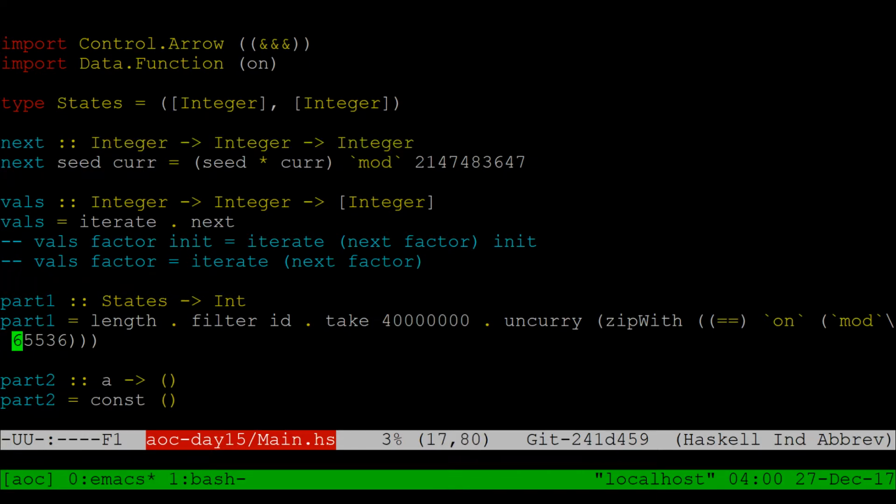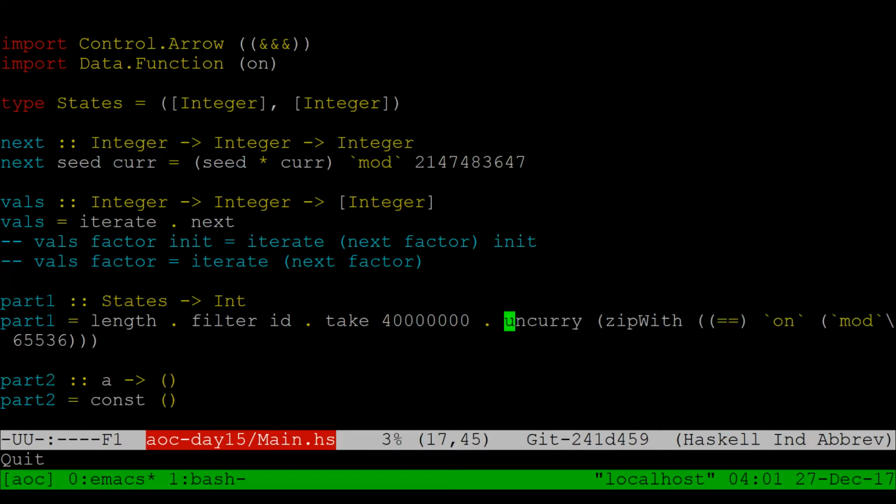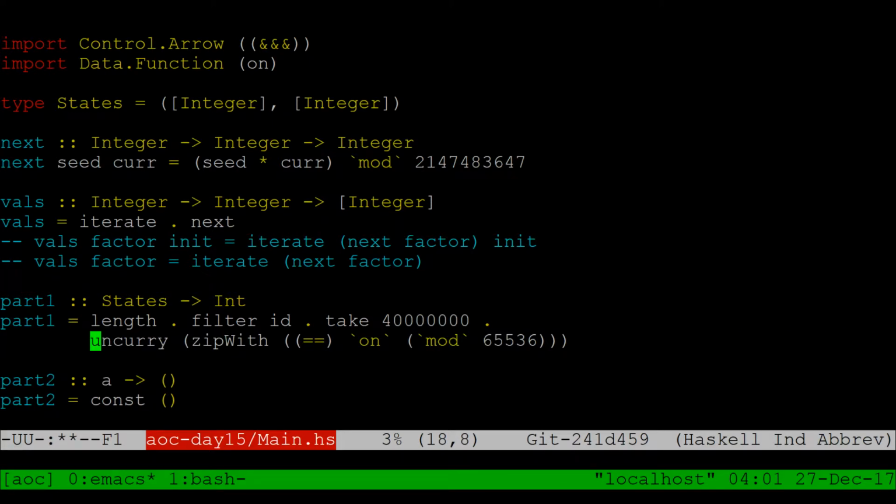And so next is, of course, very simple. We talked about it. And part 1 is a composition of a number of functions, only one of which is interesting at all. We obtain somehow a list of booleans, and we count them. And that's the answer, right? How many times did it match? We take 40 million, because that's how many things the puzzle says to look at. And this is the interesting function, right? What the heck is going on in here? We'll put it on a new line so we can examine it more carefully.